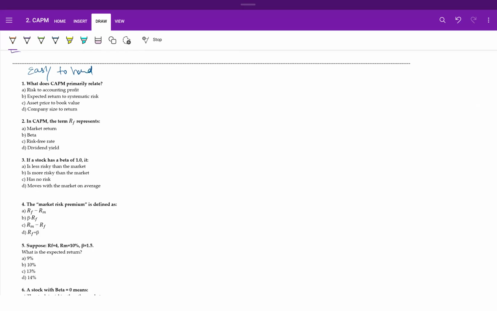What does CAPM primarily relate to? Does it relate to risk of accounting profit? Does it relate expected return to systematic risk? Does it relate asset price to book value? Does it relate company size to return? Risk to accounting profit, no. Asset price to book value, no. Company size to return, no, not really. But yes, expected return to systematic risk.